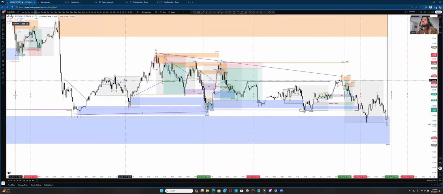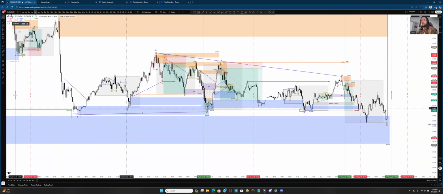Finally, we get one here. Push down, broke structure. Okay, we're thinking sellers are in control. Then price did the same thing. Mitigate, came up, gave us an inducement, pushed out again this way. Now we've broken, first we've changed character here. This was the change of character.